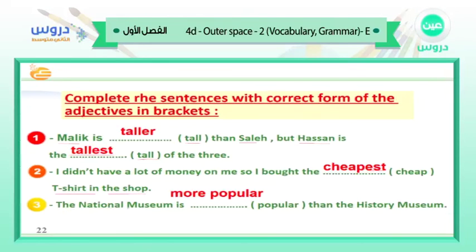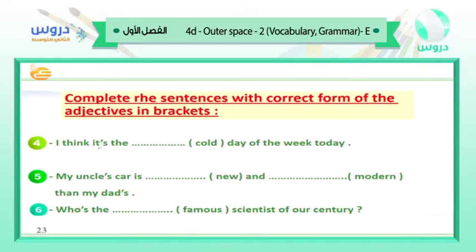3. The National Museum is more popular. We use more here, popular, because we are comparing between, first is a long adjective. We are comparing between the History Museum and the National Museum. Okay. Number 4, I think it's the blank day of the week today. Number 5, my uncle's car is blank and blank than my dad's. Number 6, who's the blank famous scientist of our century?